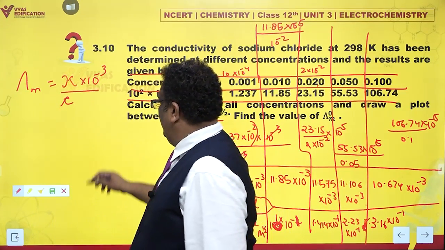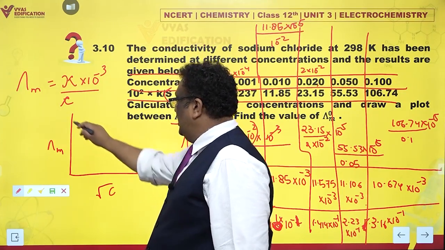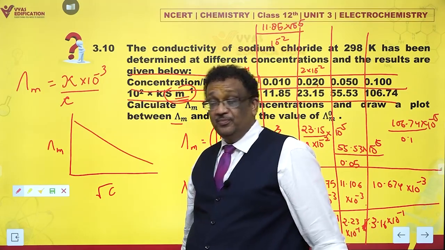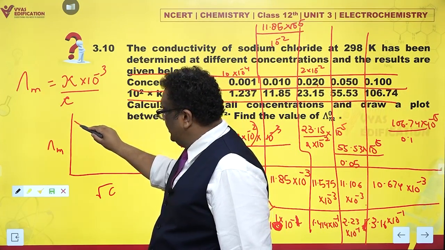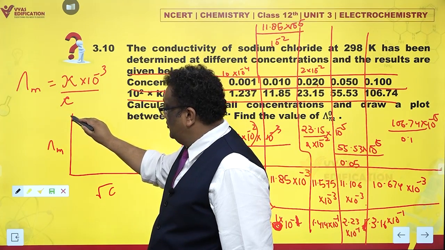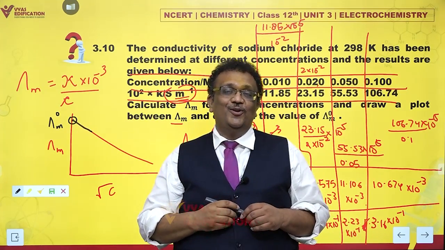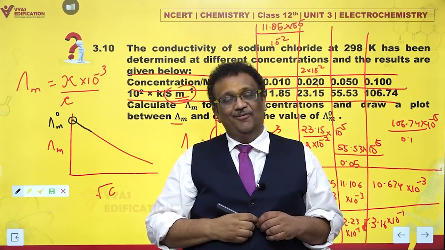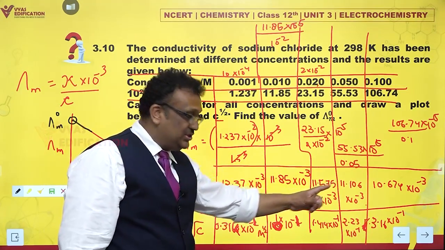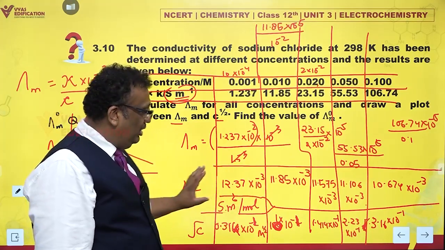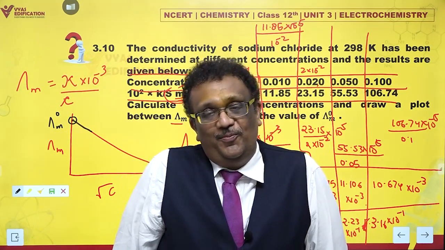So what do I get? Of course, if I plot lambda m versus root C, I would get a straight line going down. If I extrapolate this line, if I extend this line, then at this point I get lambda m naught. That would be the value of lambda m naught, right? So one portion we have done, we have calculated all the lambda m's and root C, we have all data points, and the next step lies in actually plotting a proper graph.